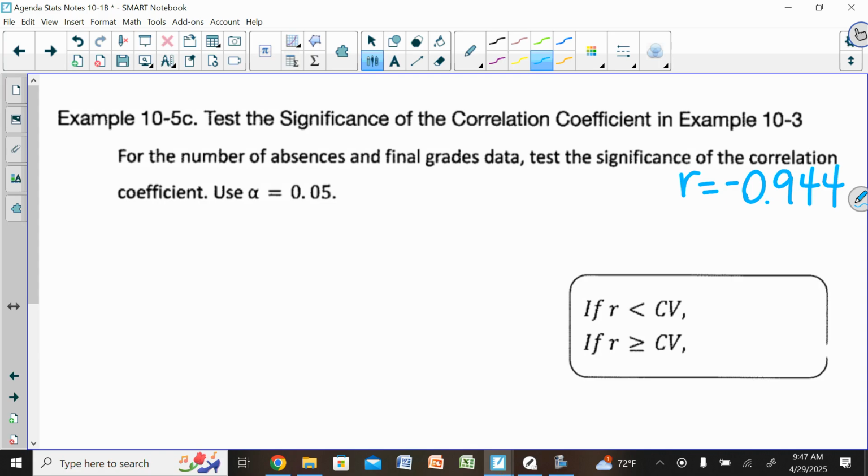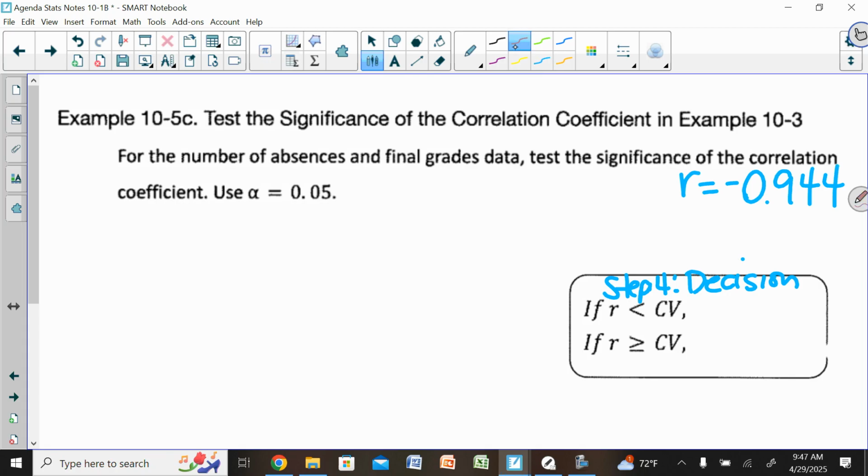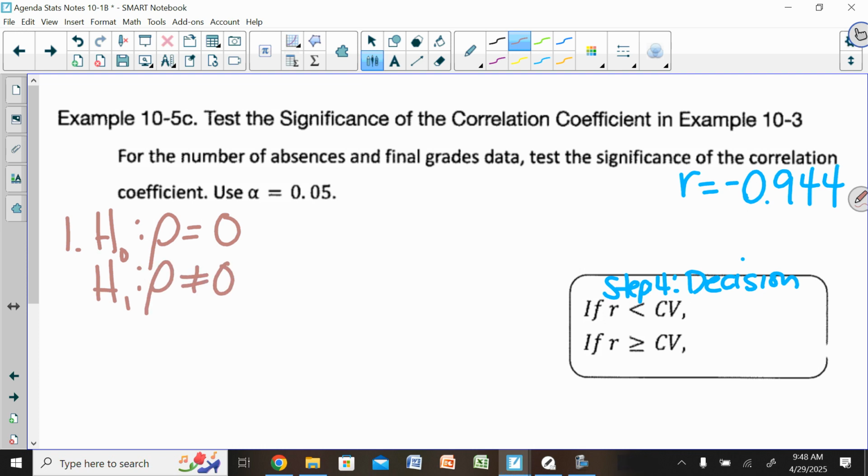Use alpha equals 0.05. I know I put my little box here for step 4 decision. I think I have it on the next page as well, so we'll make sure we revisit that. All right, so step 1 is to state our hypotheses. Either there is no correlation or there is a correlation. I don't care if it's a positive or a negative correlation, I just want to know if there is or is not. Step 2 is to find our test statistic, which luckily we already did, and we found was a negative 0.944.